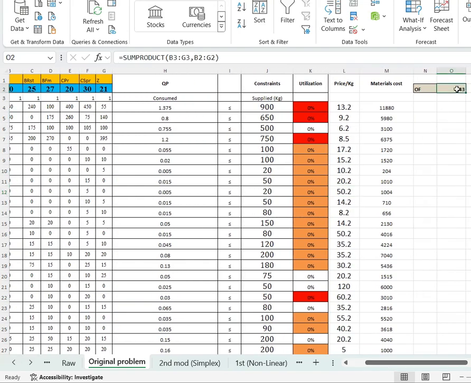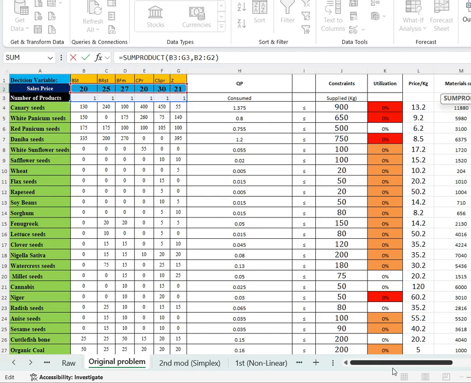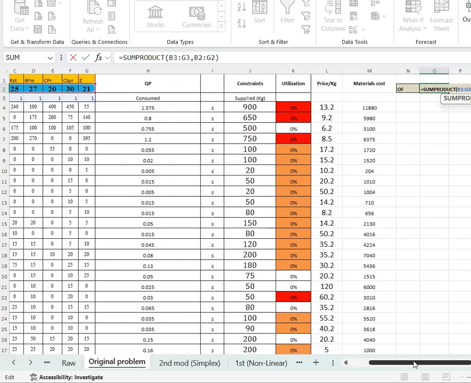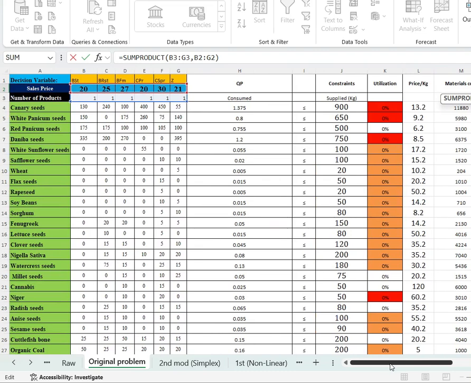I have here the objective function, which is the sum product. The objective function here is to maximize the revenue. Okay, let's assume that we are maximizing the revenue. So I just multiply the number of products with the sales price.